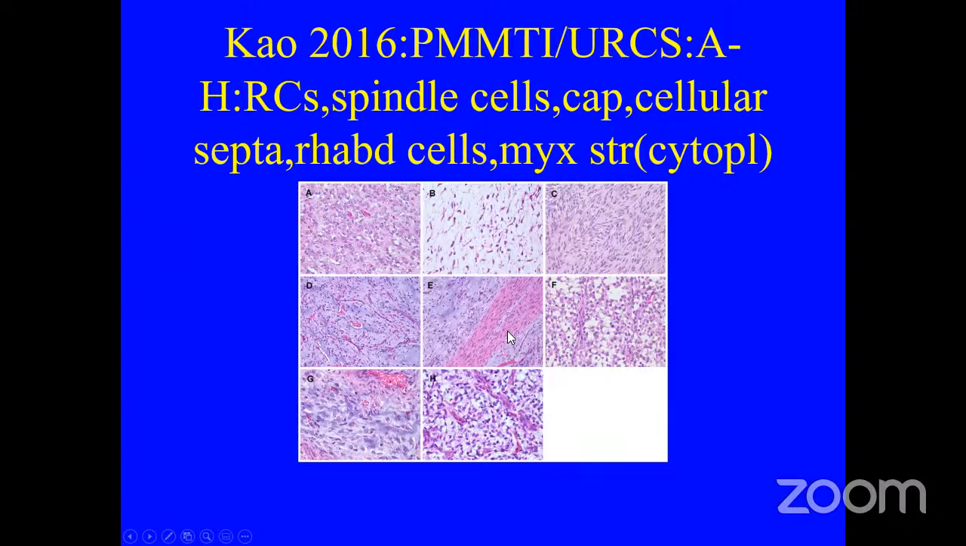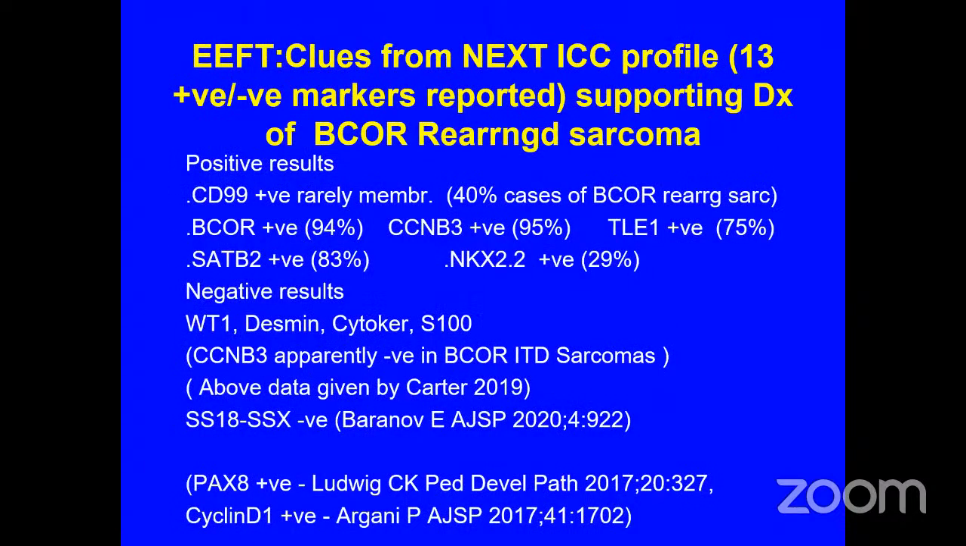I will not go into all the details of the other photomicrographs that are here on the screen. In the interest of time, I want to emphasize that you have to examine these tumors very carefully and look for these four elements to come to a histologic working diagnosis. Once you have the histologic working diagnosis of BCOR rearranged sarcoma, you are ready to study the IHC profile. And I've given here what is described in the literature in terms of positive results and negative results.